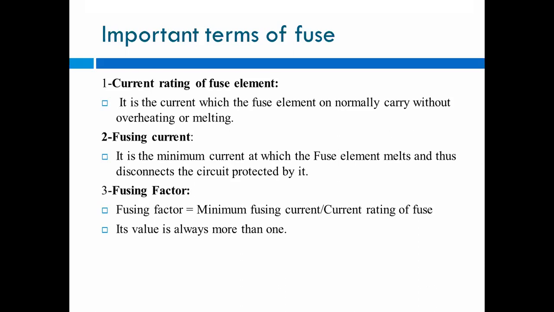Then fusing factor: it is the ratio of minimum fusing current to the current rating of the fuse. Means at what current the fuse element is melting, divided by the actual rating of that fuse. Of course, its value will be more than 1, right? Because if the current rating is 10 ampere, then only if more than 10 ampere current flows will your fuse melt. Therefore its ratio will be more than 1.